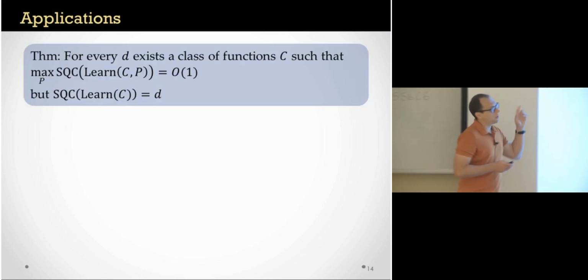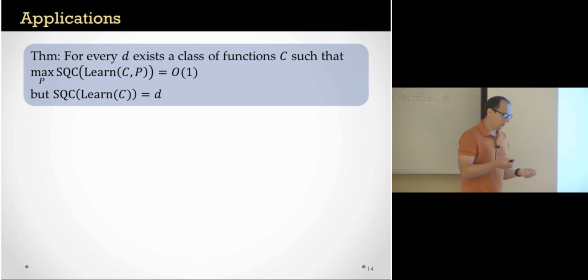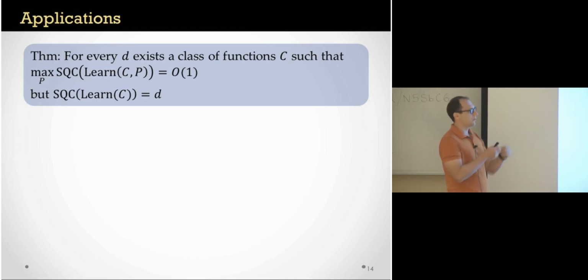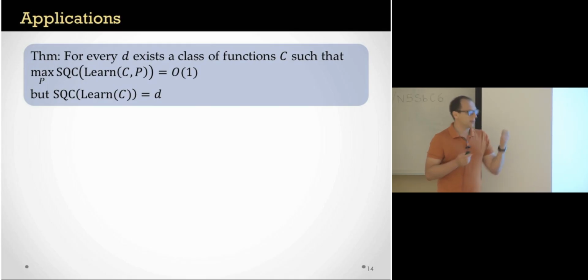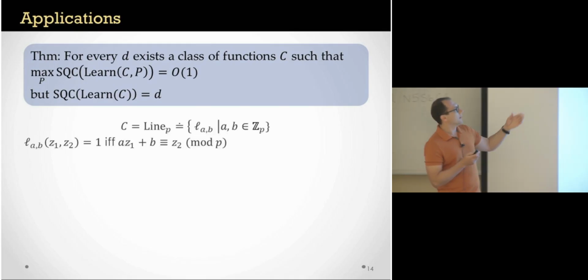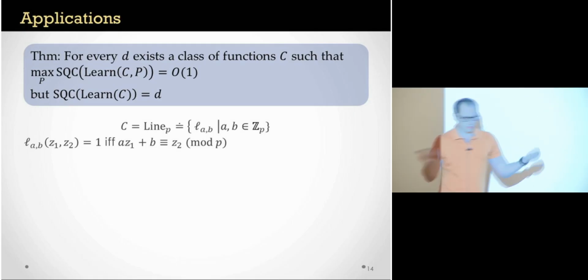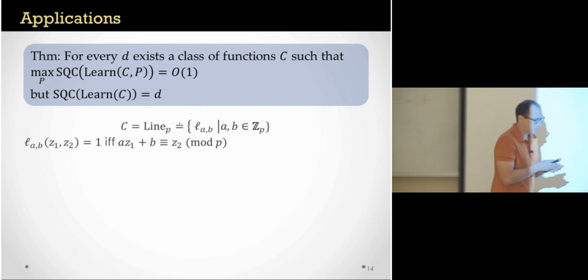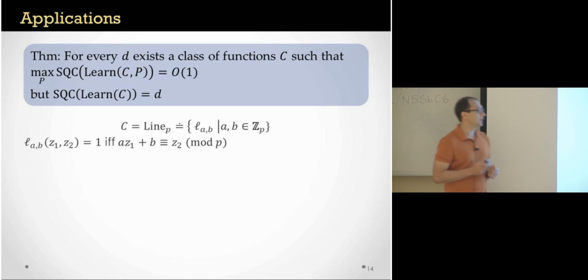So let me briefly mention some applications. First of all, we resolve the question of whether the statistical query complexity of distribution-independent PAC learning is equal to the maximum of distribution-specific learning, and there we show that they are not. There exists a class of functions, which is basically lines over a large finite field, and we show that for this concept class, for any fixed distribution, they are easy to learn, but they are hard to learn using statistical queries distribution-independently.